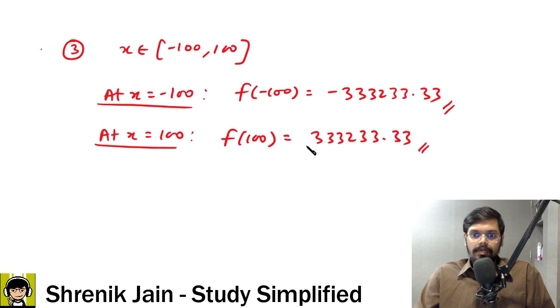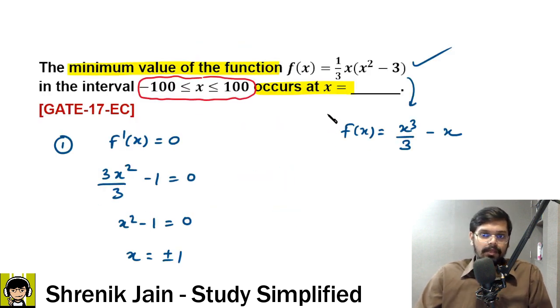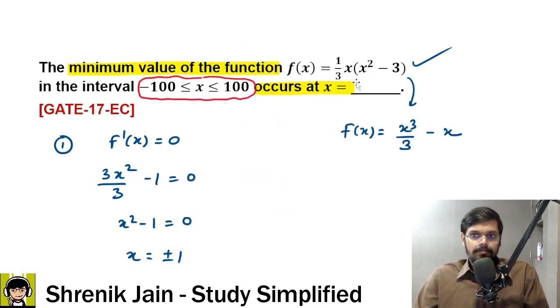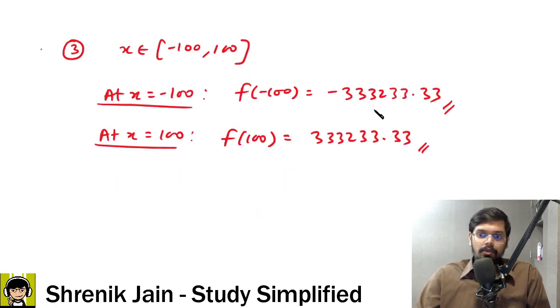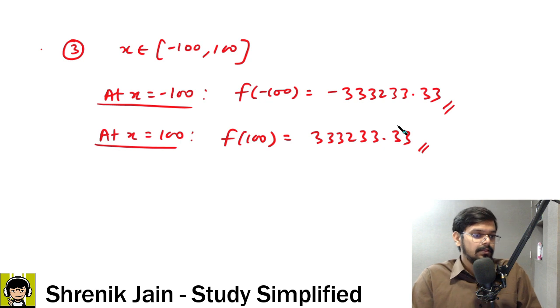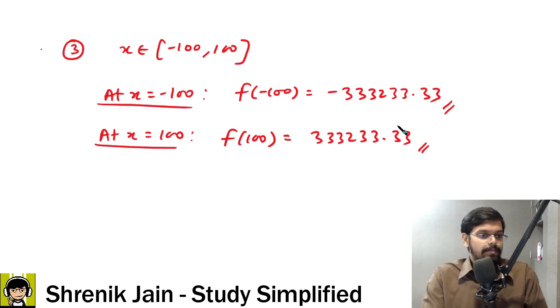Sir, how are you getting these values? I am getting these values when I substitute x as −100 here and then x as 100 in this, and the respective values come out like this. Check it out. Everyone, please comment and tell us whether you got this.